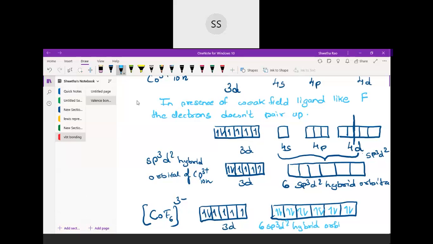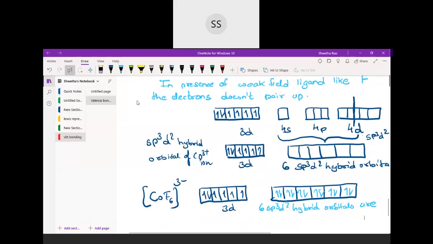Hybrid orbitals are occupied by 6 fluoride ligands. Okay, they are occupied by 6 fluoride ligands. That's it. So it's very easy, students, if you understand. So once this is over, then you mention the hybridization, their geometry, their magnetic property and everything. Okay, so hybridization is this sp3d2.